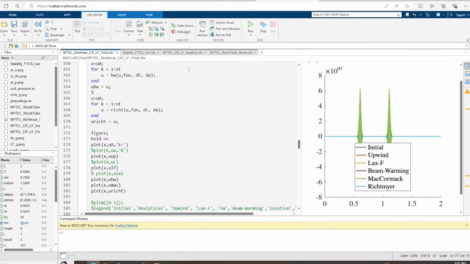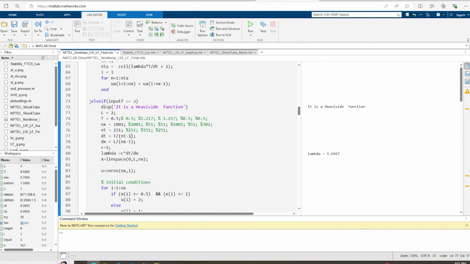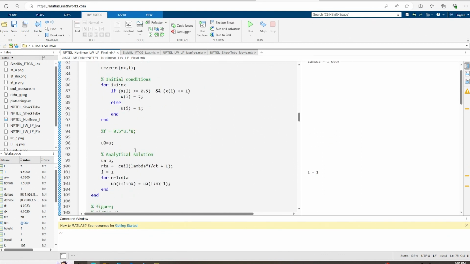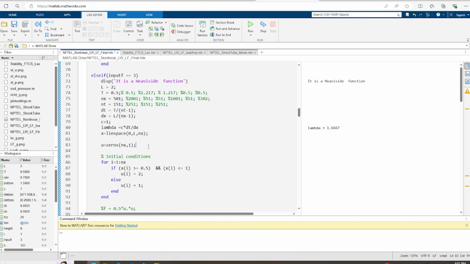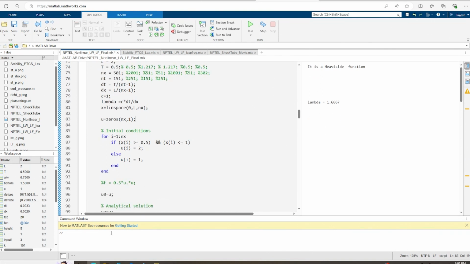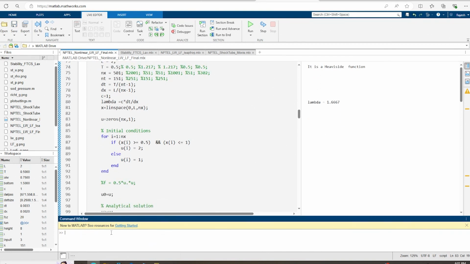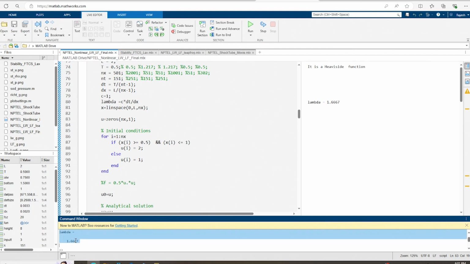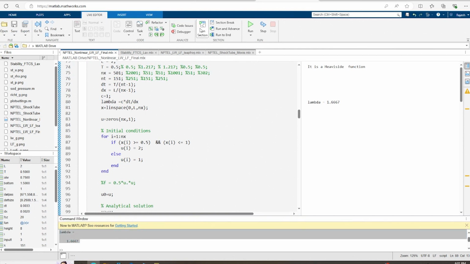Okay, it blew up. Maybe I can just change it to 501 and let me just see what the lambda is. Okay, so lambda was very high. When I decrease the grid size a lot, the delta x becomes very small, and lambda was 1.667, as you can see. That is why the schemes blew up. So, we have to be very careful what value we are using.